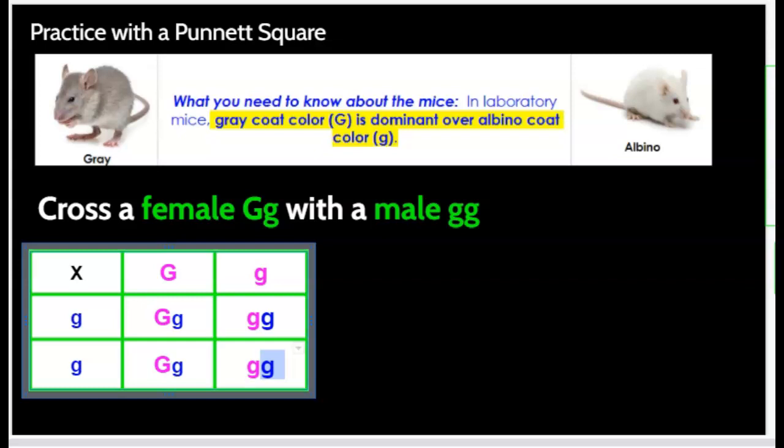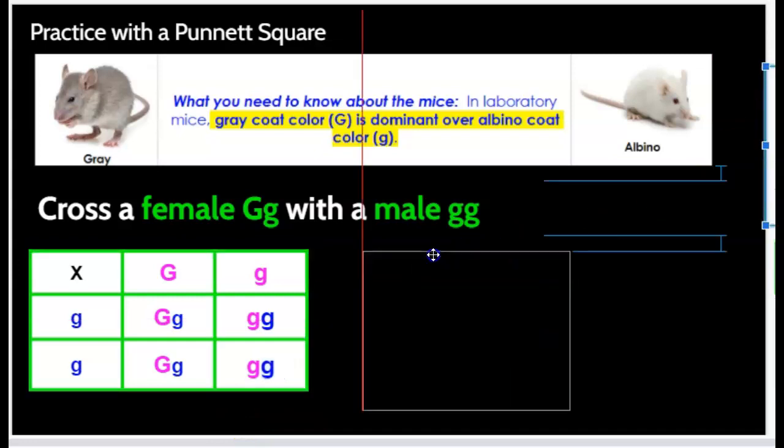And remember, Punnett squares are just the probability or likelihood that an offspring would get a certain trait. It does not mean that if these two mice had 4 babies, 2 would be this and 2 would be that. So each child has a whole new probability.